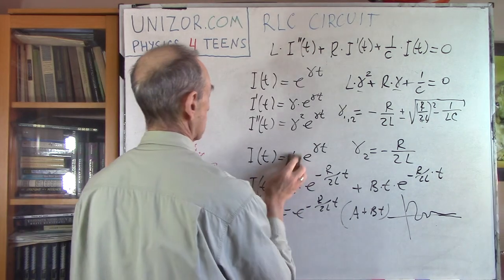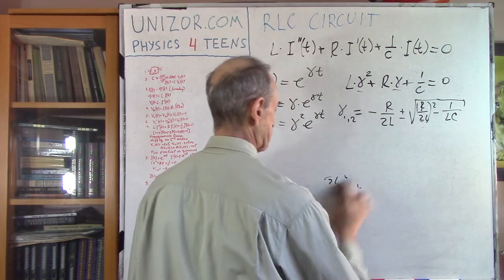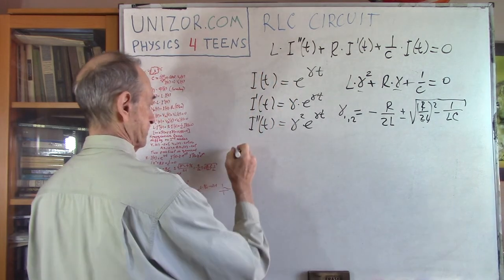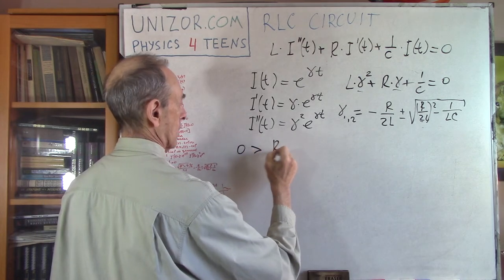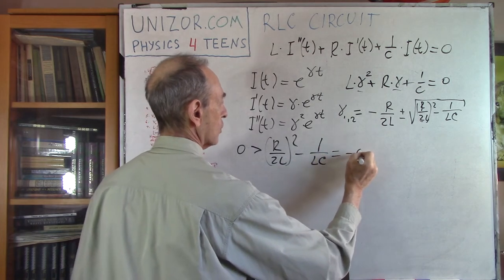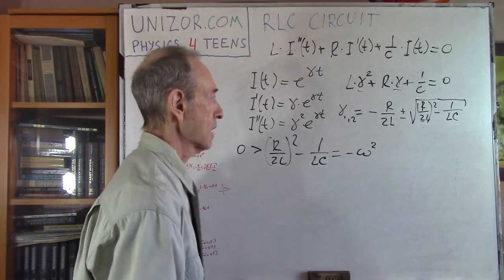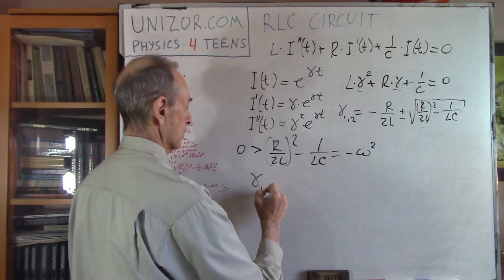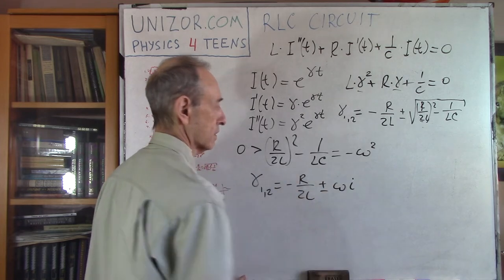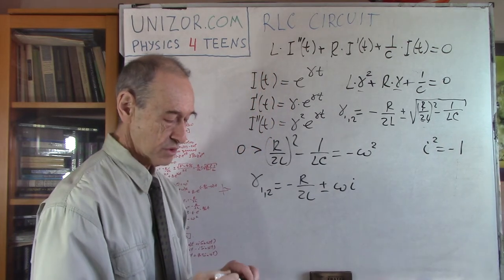And the third, I would say, more interesting case: when this is negative, I will call it minus omega square. So the result would be gamma 1,2 is equal to minus r over 2l plus or minus omega i, where i square is equal to minus 1. It's an imaginary unit.